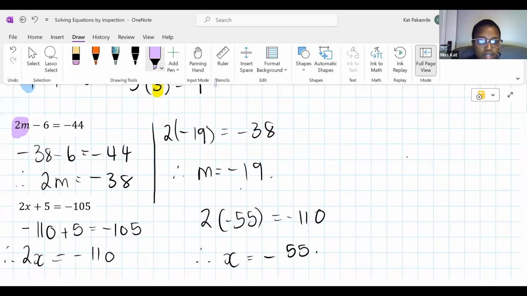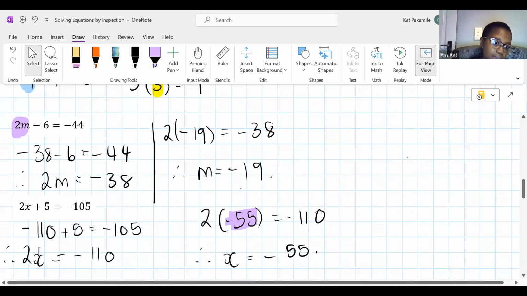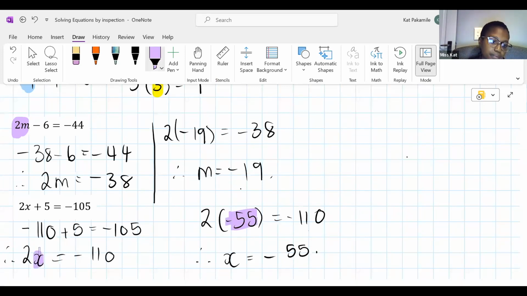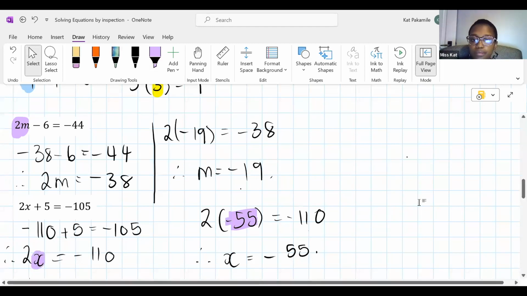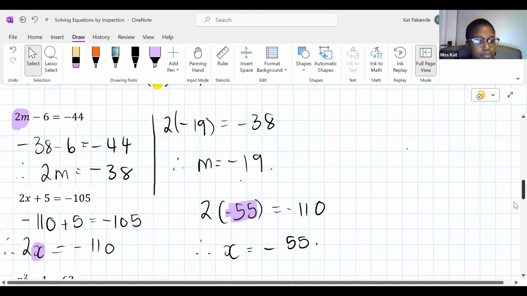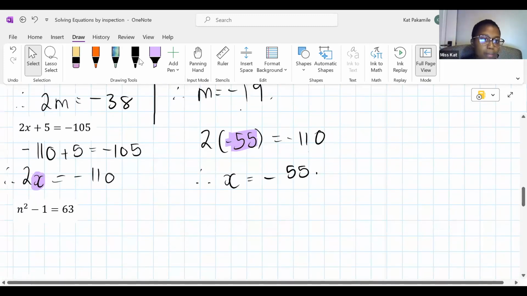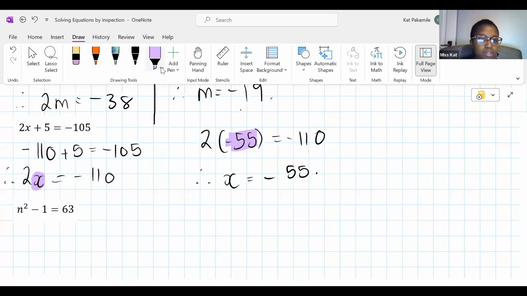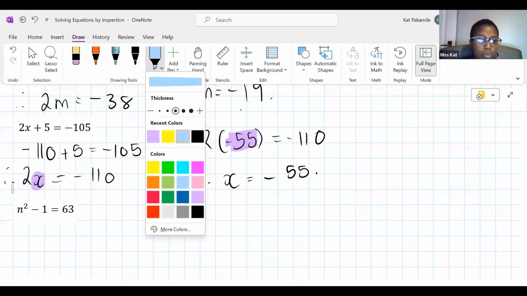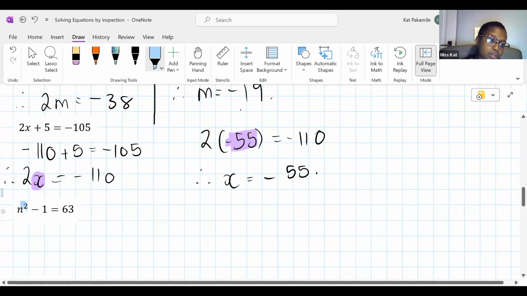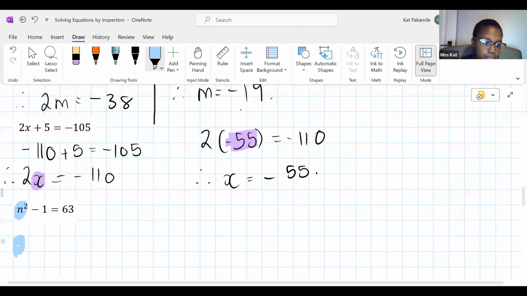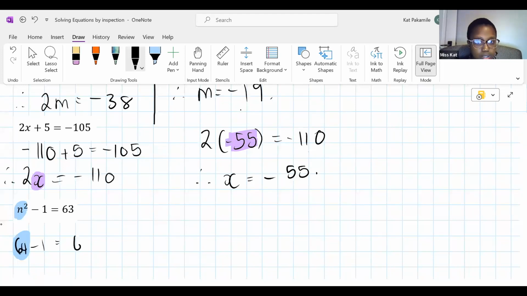Okay. So there and there. Okay. Another one. Which number minus 1 will give me 63? Which number minus 1 will give me 63? 64. You're now following my questions. This is beautiful. 64 minus 1 is 63. Therefore, 64, excuse me, is equal to what?